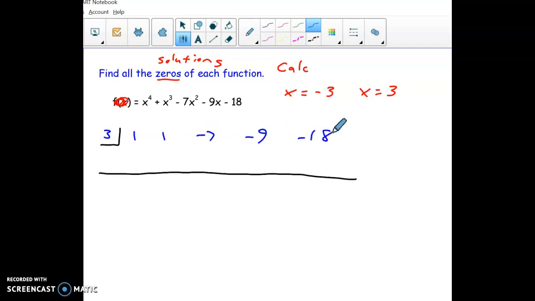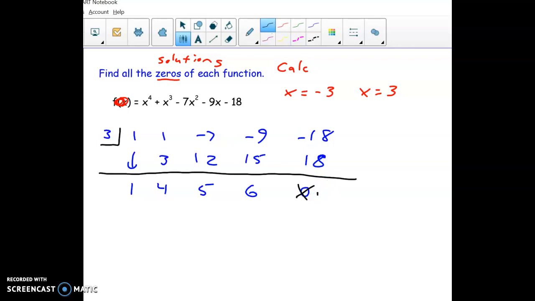All right, so then write out our coefficients. Make sure there's no gaps. Then just drop the 1, multiply with the window, add, multiply with the window, add, multiply with the window, add, multiply with the window. One of the nice parts is you'll know it's going okay if you get a remainder of 0.